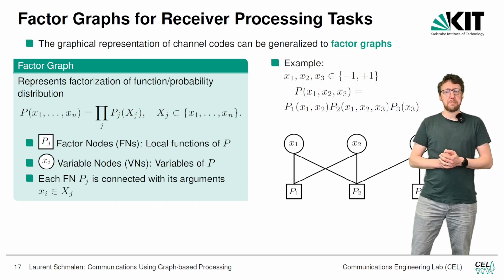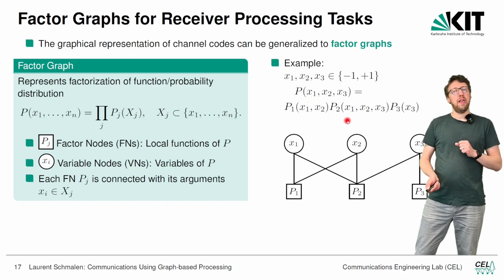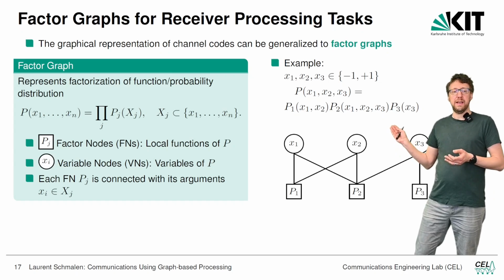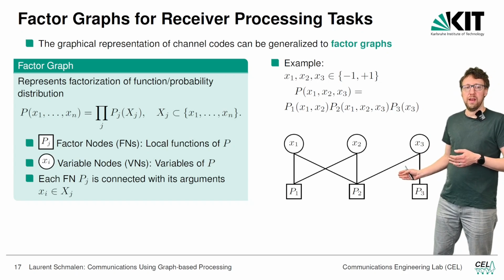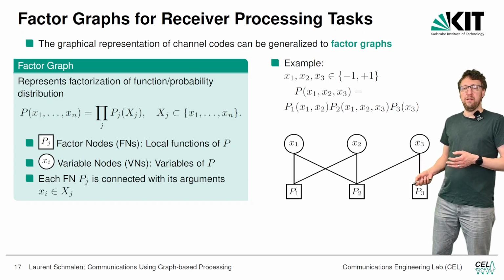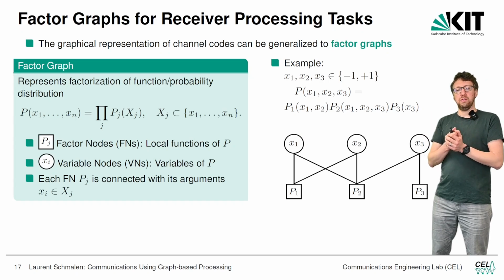So let's take a look at an example. We have a function p that depends on x1, x2, x3, and we can write this function as p1, which only depends on x1 and x2, p2, which depends on x1, x2, and x3, and p3, which only depends on x3. And then we can represent this factorization using a factor graph, which we can see over here. And this factor graph essentially takes the variables, these are called variables, the input parameters of the function x1, x2, x3, and we draw them as circular nodes.